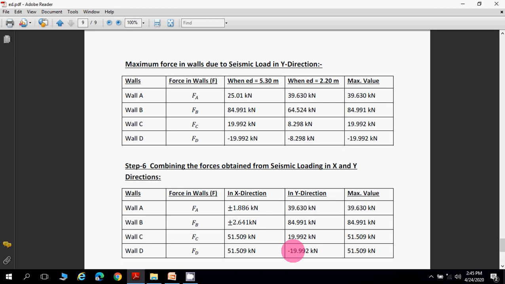After combining all the forces, we choose the maximum value for which the walls have to be designed. The maximum value for FA is 39.630 kilonewton, and FB is designed for the maximum value 84.991 kilonewton. FC will be designed for 51.509 kilonewton, and FD will be designed for 51.509 kilonewton. So these are the values for which walls A, B, C and D are designed to resist the seismic force of 100 kilonewton in each direction.